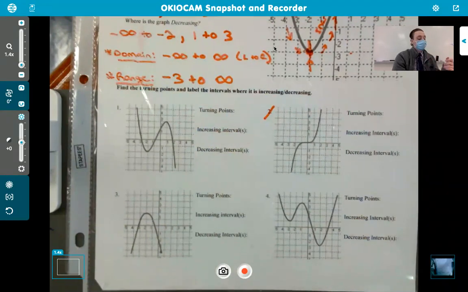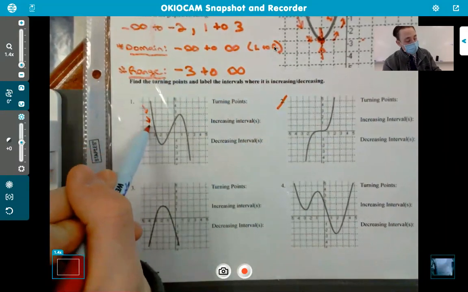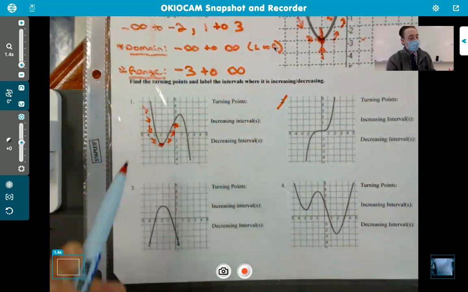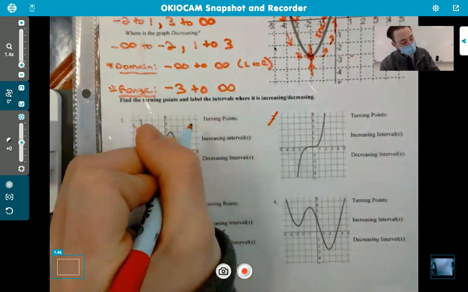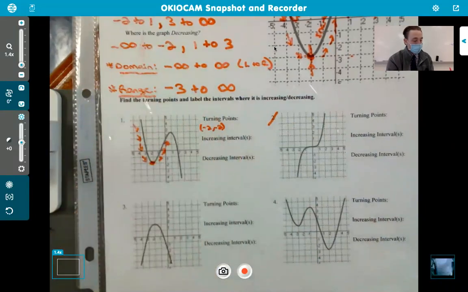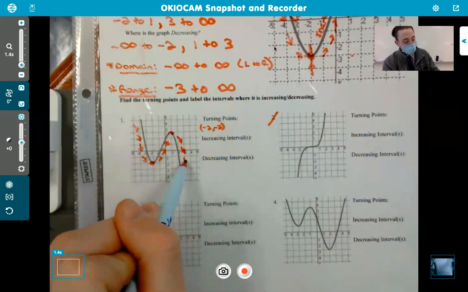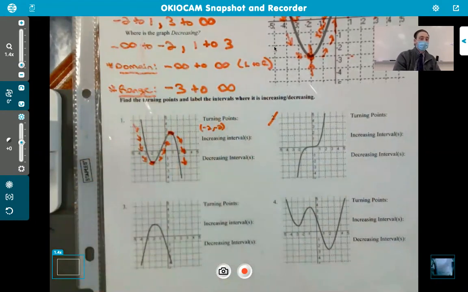Okay. So if I'm looking at this graph in example 1, it looks like I'm decreasing until I get to this point here, and then I start to increase. So that point is my turning point. What is the coordinate of that turning point? So -2, -2, right? Both negative. And then I'm increasing until I get to this point, and then I start to decrease again. Maybe somebody from home can help me out with this one. What is the coordinate of that second turning point?